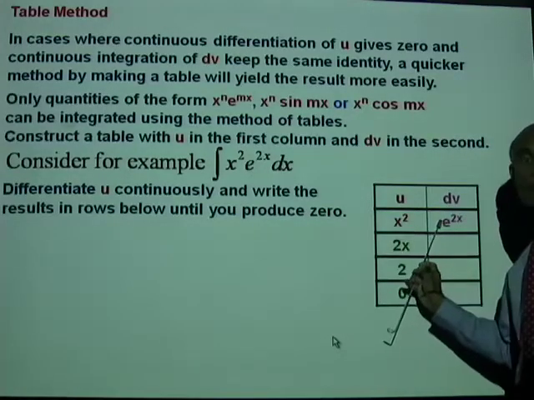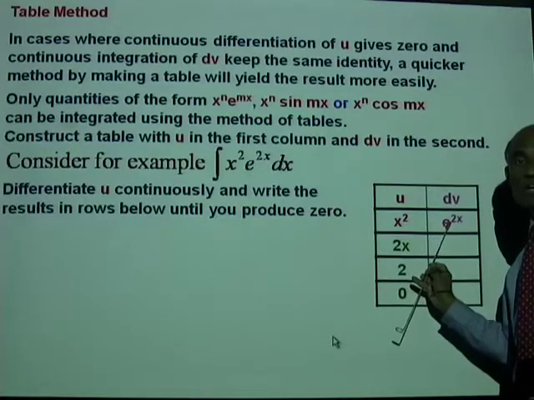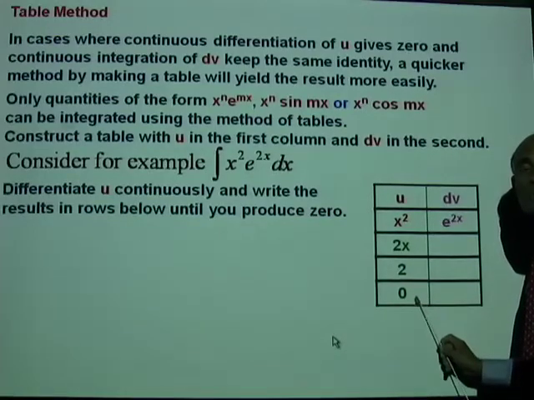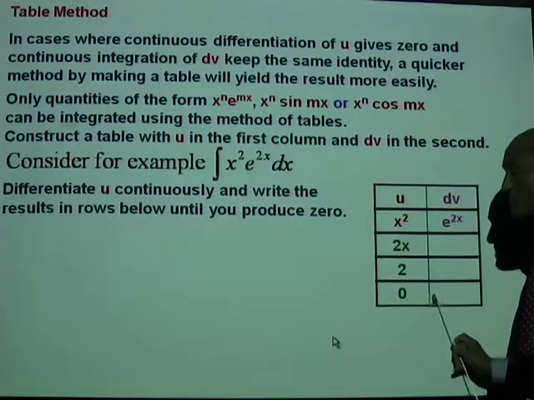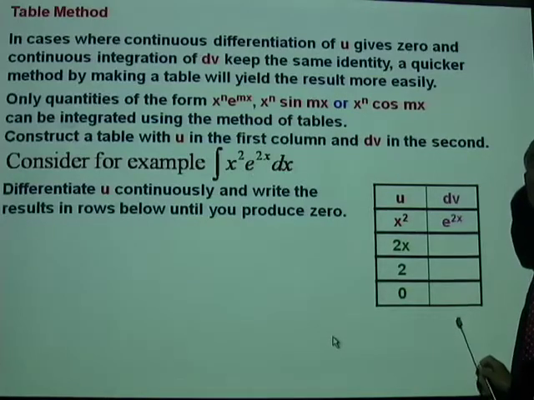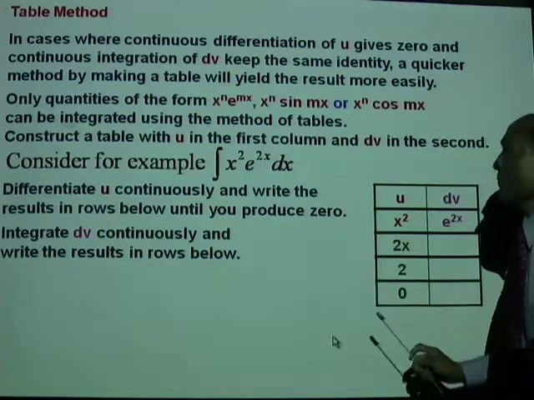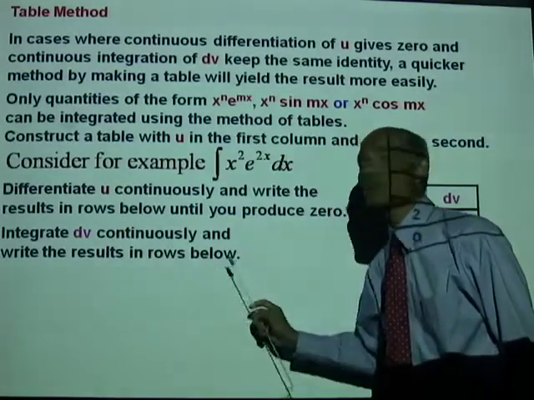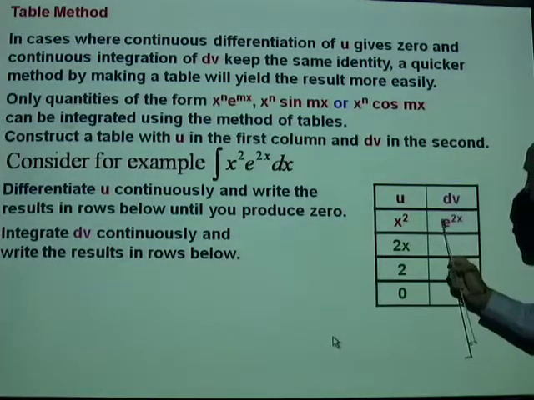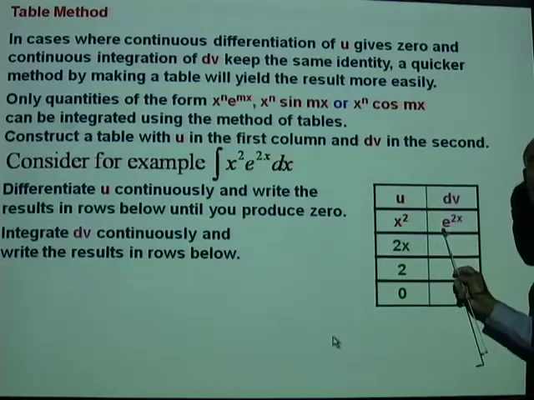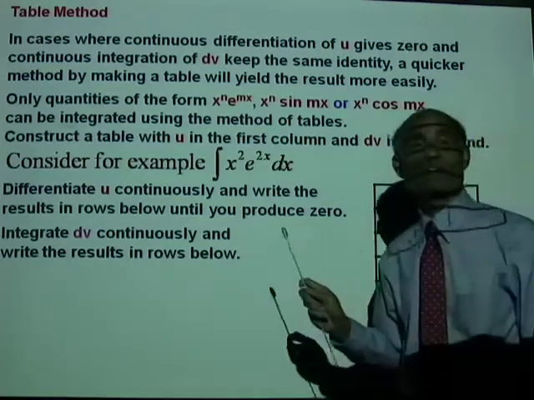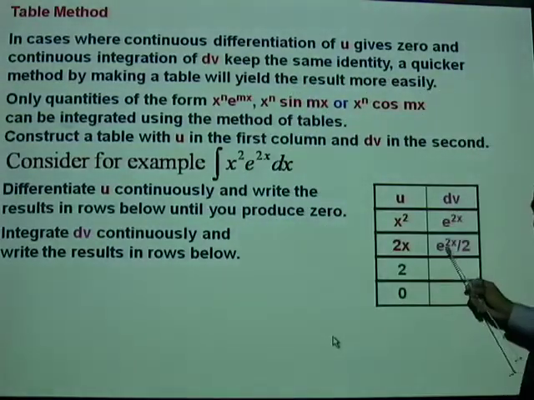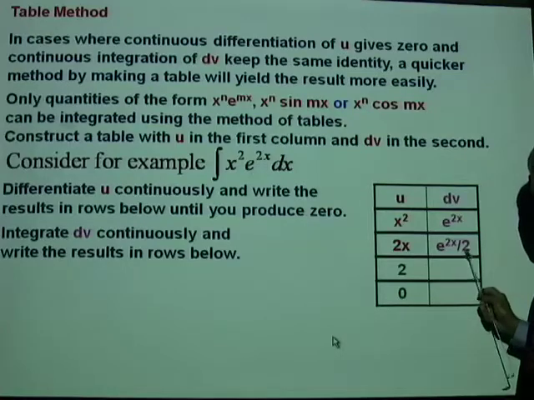And what is the next thing? Go to the next column. Integrate dv continuously until you reach the last row. The last row is the row that contains 0. You don't go beyond that. Integrate dv continuously and write the results in rows below. Tell me, what is the integral of e to the power of 2x? The integral of e to the power of 2x is e to the power of 2x divided by 2. Let's write that here.